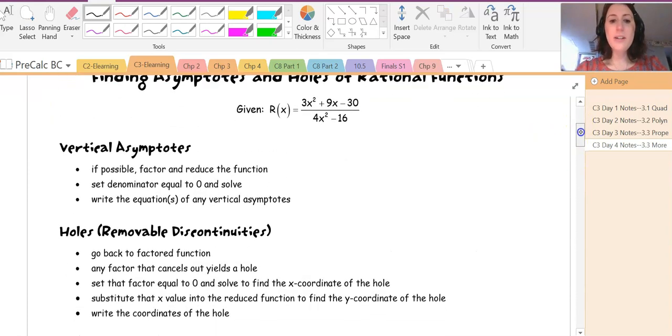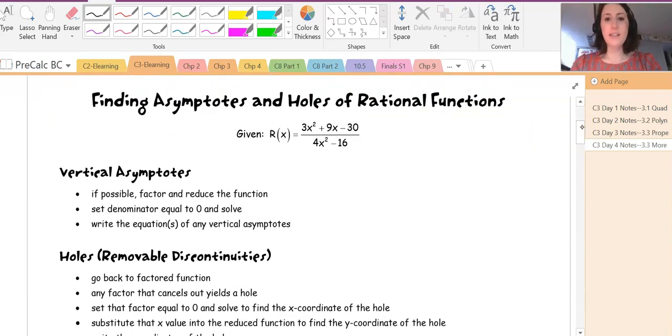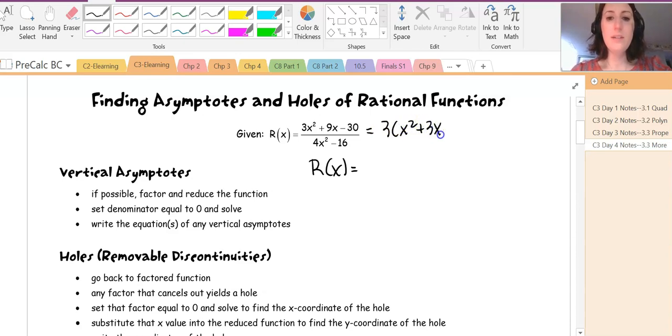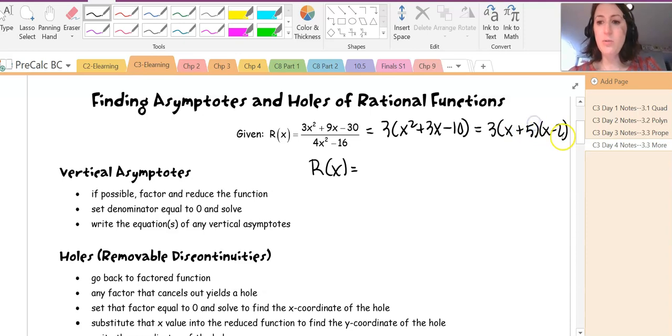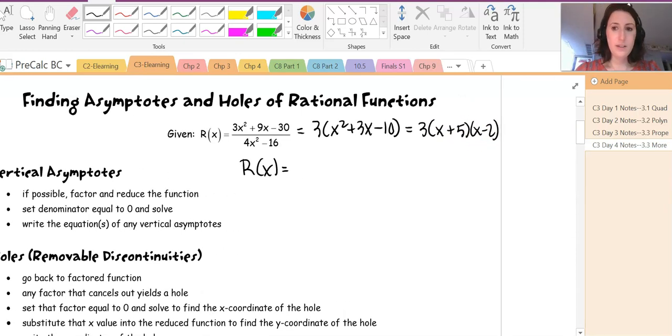All right, so we are going to start with this function right here, r of x equals, and then you can read the rest. And what we're going to do is simplify this first, and then we will look at all of this information I have written down for you. Okay, so first we're going to simplify. Let's take out a 3 up top, and then that can factor some more, right? It's going to be an x plus 5, x minus 2. So there we go. That's looking good.